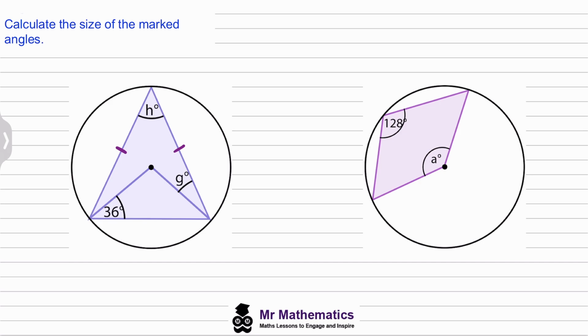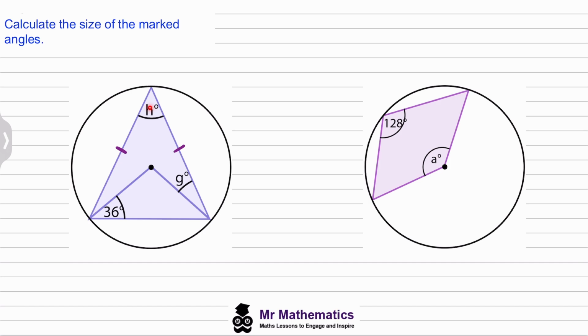Do you want to try and work out angle H and angle G, and then try and find angle A? You need to combine the circle theorem with angles in a triangle and angles about a point. You can pause the video and come back when you're ready.